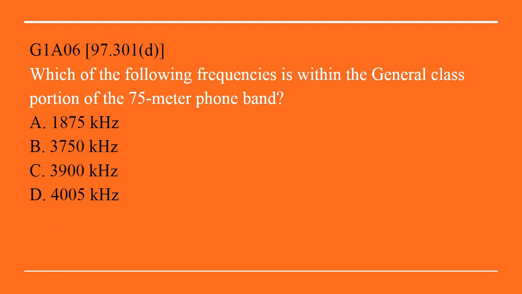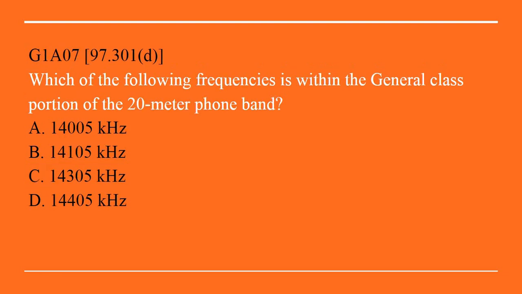G1A06 says which of the following frequencies is within the general class portion of the 75 meter phone band? A. 1,875 kilohertz, B. 3,750 kilohertz, C. 3,900 kilohertz, or D. 4,005 kilohertz. Correct answer here is C. 3,900 kilohertz.